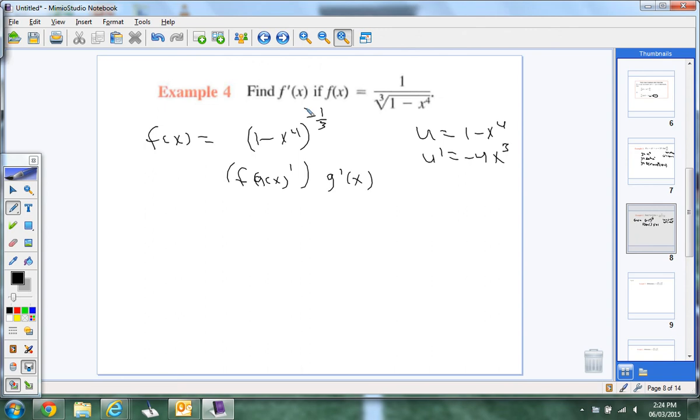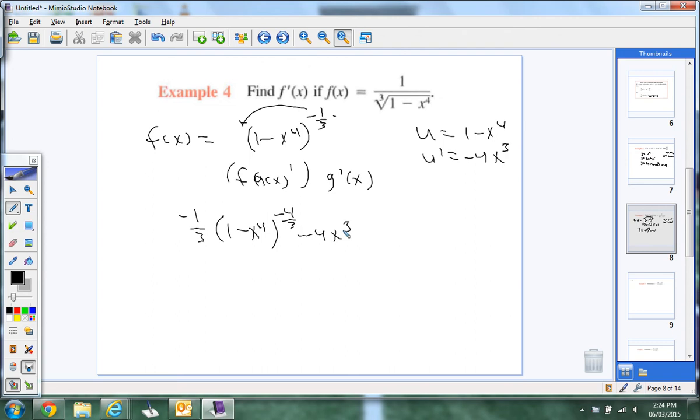To take the derivative of this, I drop the negative 1/3. That's the power rule. 1 minus x to the 4th, so I drop the negative 1/3 and I subtract 1 from the exponent. That gives me negative 4/3. That's the derivative of the function. Now the derivative of the inside, negative 4x cubed.